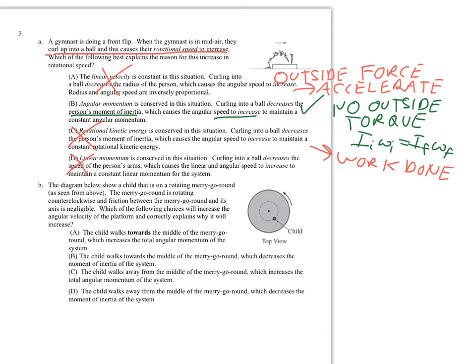And lastly, linear momentum is also not conserved, and that's the same reason as answer A. There is an outside force, in this case from gravity, meaning the linear momentum will not be the same.